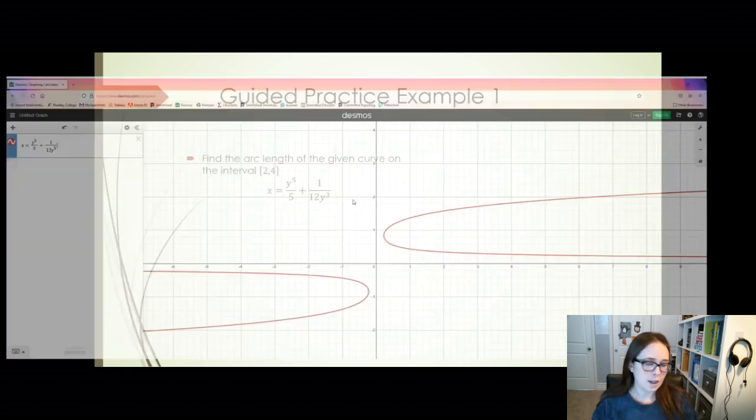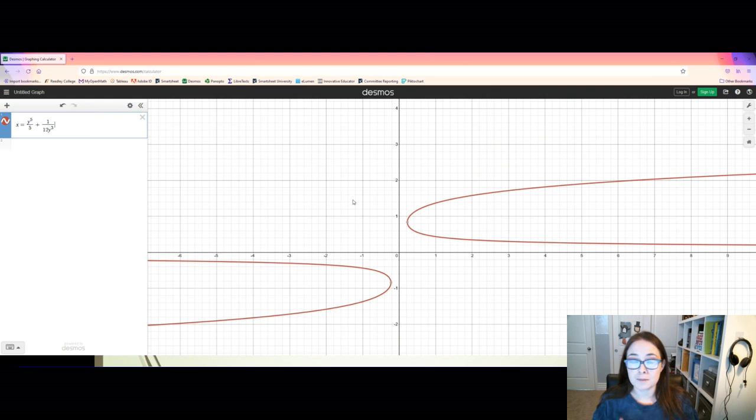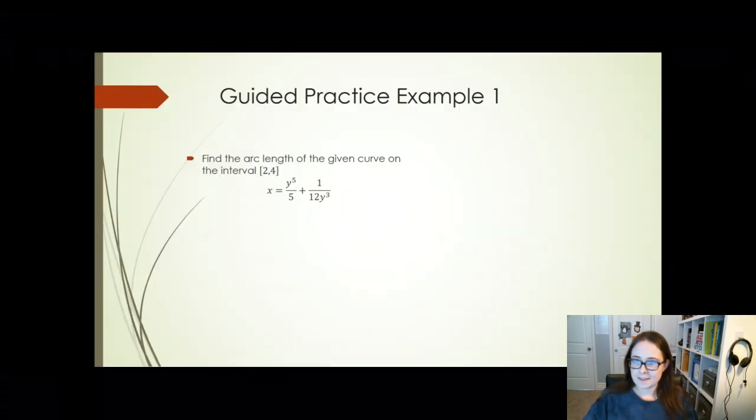If I take this one and graph it in Desmos, Desmos is great for graphing things that are solved for x, as opposed to your graphing calculator, which is going to require that you have it as y equals something in terms of x. But I can see here that this is more of a vertical curve. It's kind of going up and down rather than left to right as I progress through it. So all of this is telling me that I want to integrate with respect to y. So let's set this thing up.